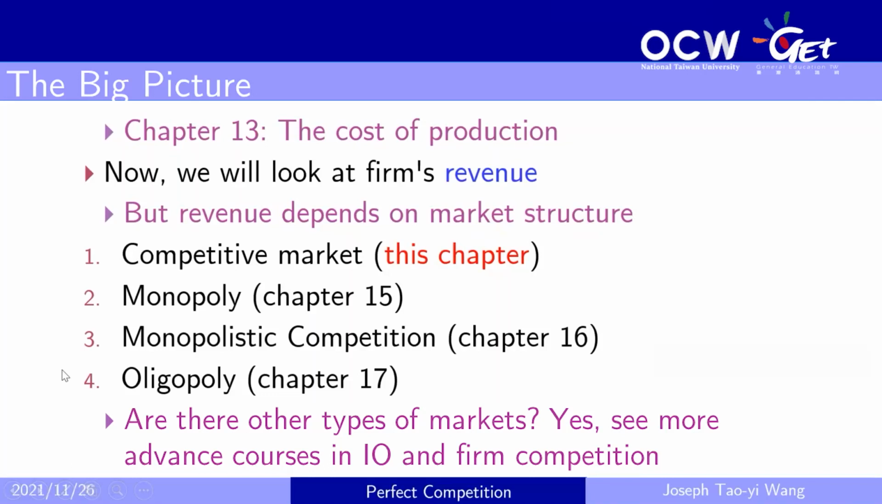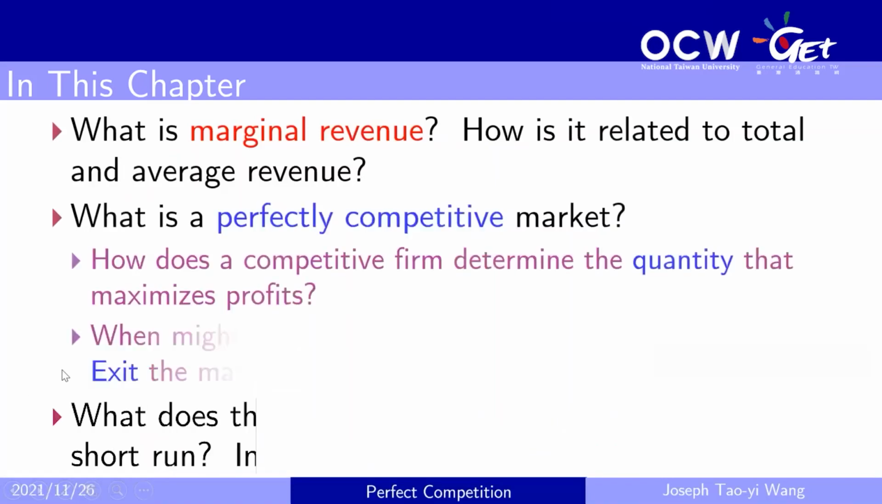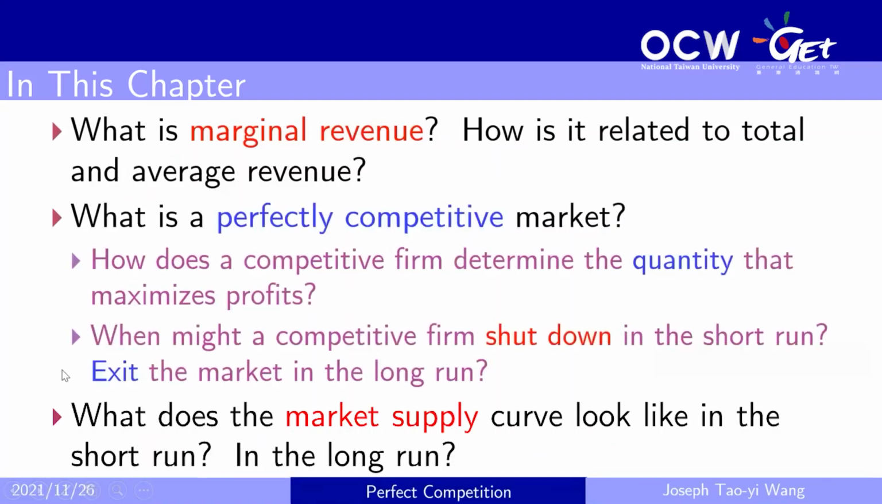All right, so now we're going to jump in to talk about the competitive market. We'll look at what is marginal revenue, and we'll try to describe what is a perfectly competitive market, and see how firms in this market will determine quantity to maximize profit, and to see when it would choose to shut down or when it would choose to exit. And then we'll look at how individual firm decisions can aggregate into what we call market supply.